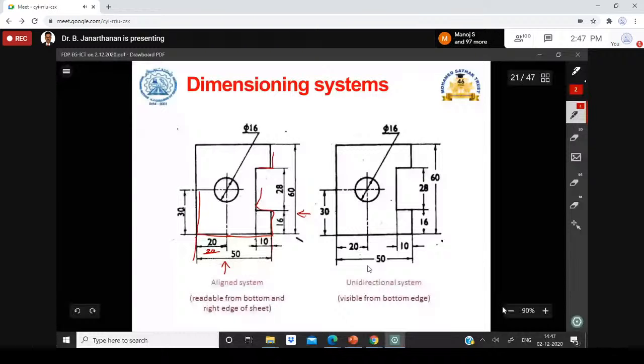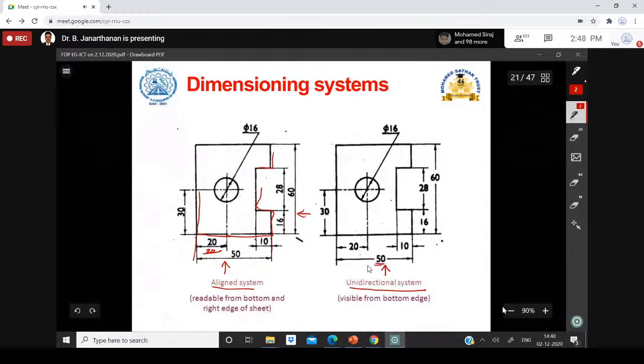So again, this 50 should be written above this dimension line. All these dimensions you can see here. And when you come to this side, when you read from this right side, it should be above this. So 16 should be written above this dimension line. So this is called aligned system of dimensioning. This is called unidirectional system. So here unidirectional means whatever the angle of the dimension line, this dimension can always be read from the bottom of the drawing sheet. See, this 50 can be read from the bottom of the drawing sheet.